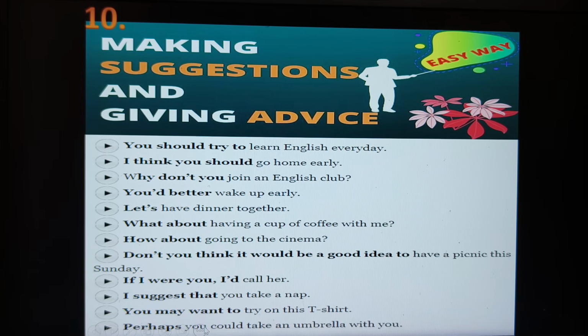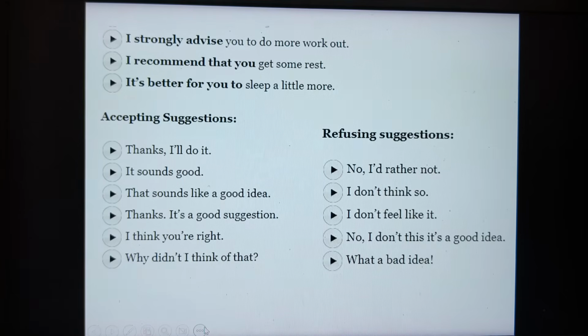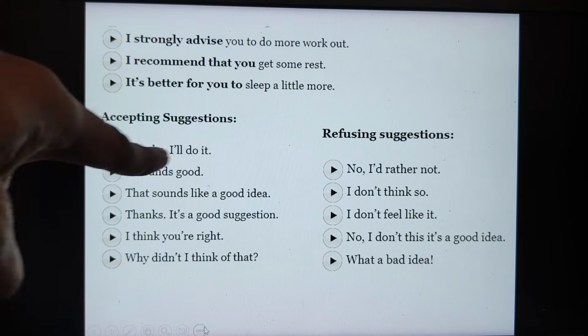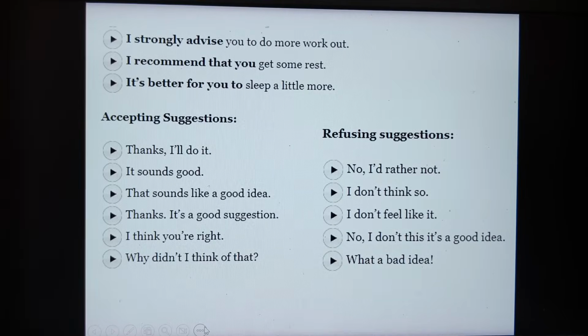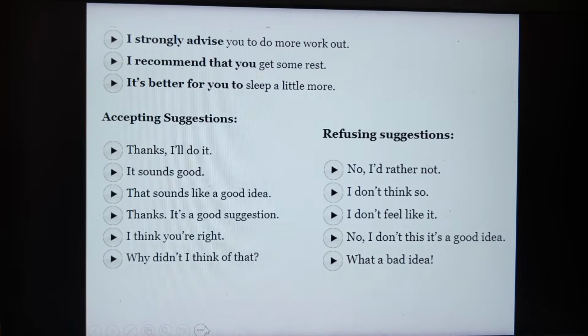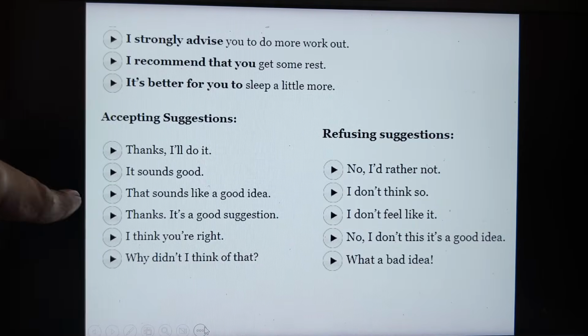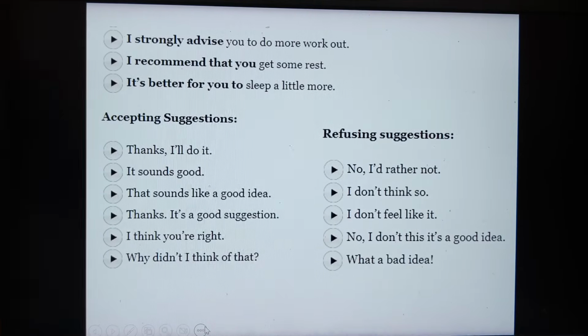Friends, if you just look at here, the next one, there are some more examples. Accepting suggestions and refusing suggestions. In acceptance of the suggestion, we say thanks, I'll do it. It sounds good. That sounds like a good idea.